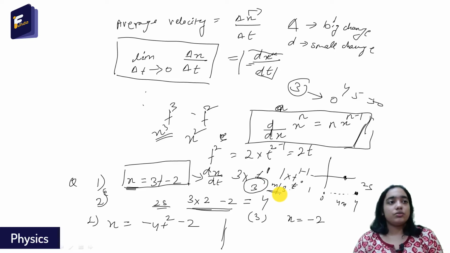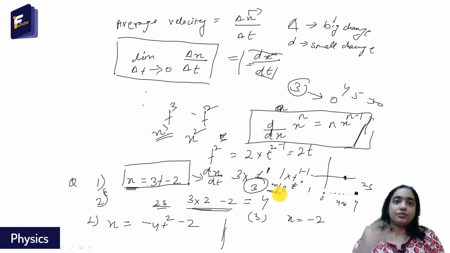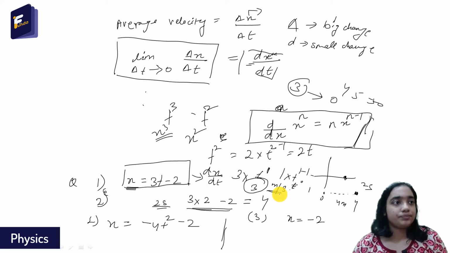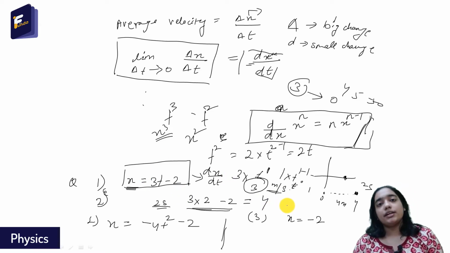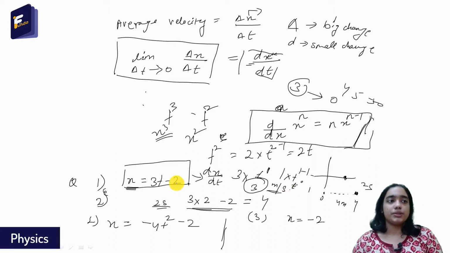So by differentiating this function we got 3. This is the basic. You can look at the derivative formulas and practice 2-3 questions of finding the derivative of functions. It is very easy, just the application of formula. So in this, you can see that I had asked where the velocity is constant. In this case, the velocity is constant at just 3 meters per second.